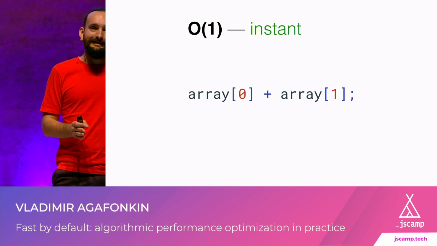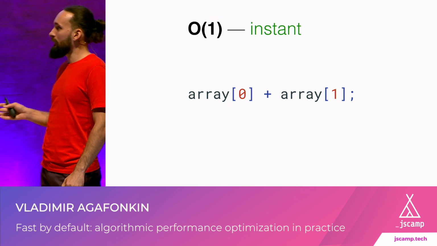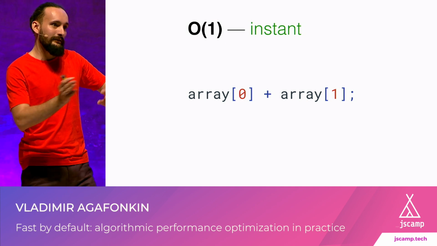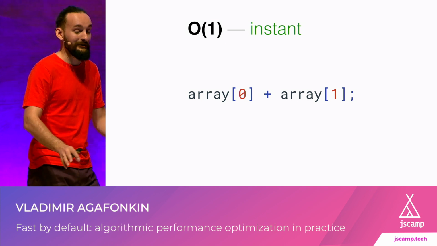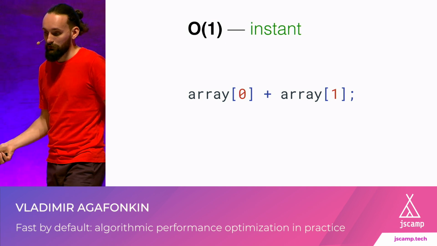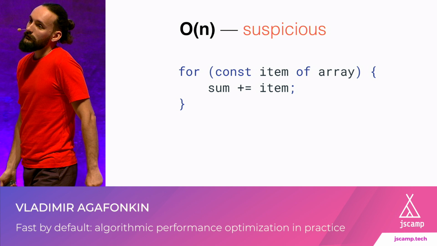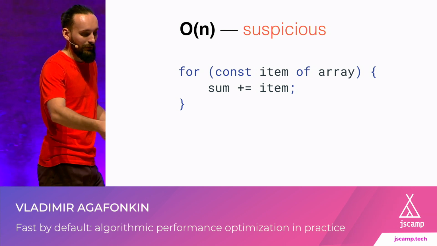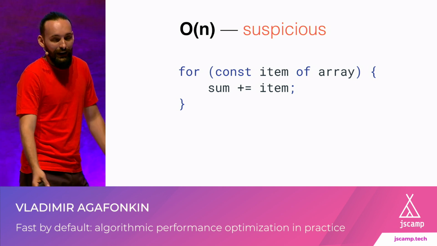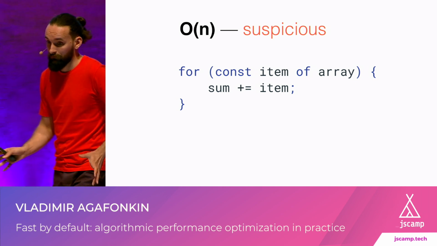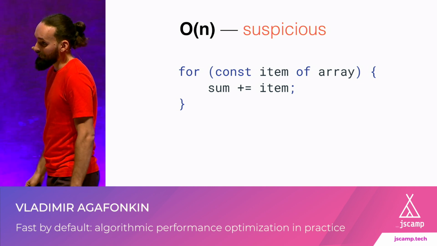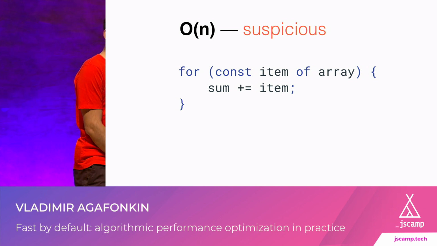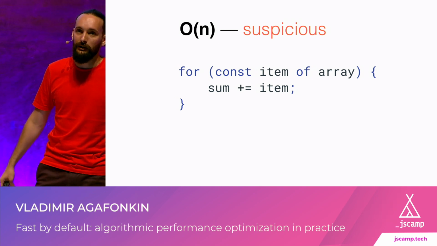Constant complexity. This is a complexity that you don't have to worry about, usually. It usually means that it's instant and it's not a bottleneck. So you have to look elsewhere. And linear complexity: you can identify it everywhere you have a loop, for example. And linear complexity is suspicious. And suspicious it is because it's really easy for it to turn into higher order complexities without you noticing.